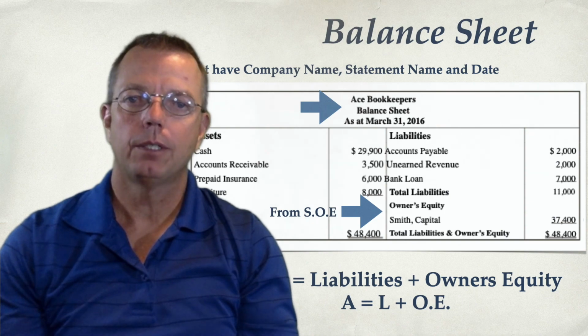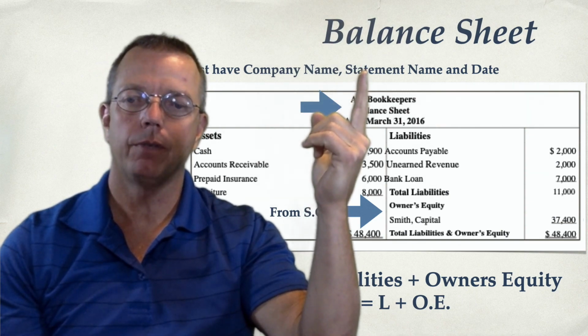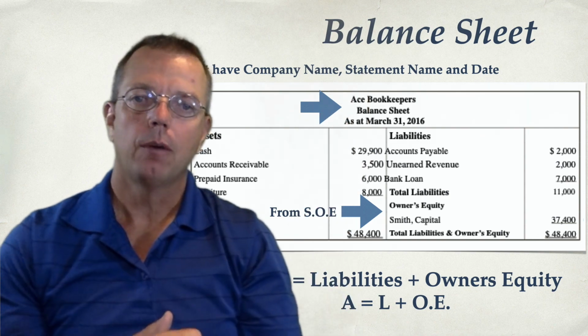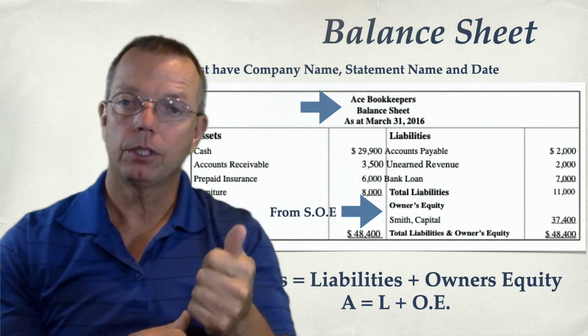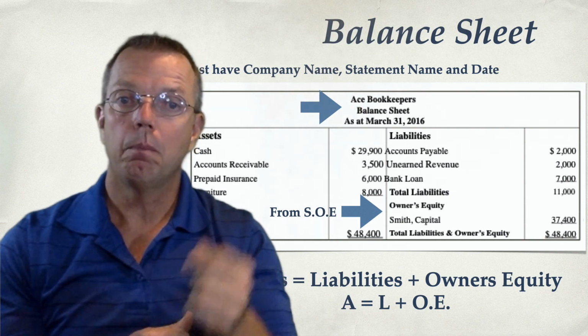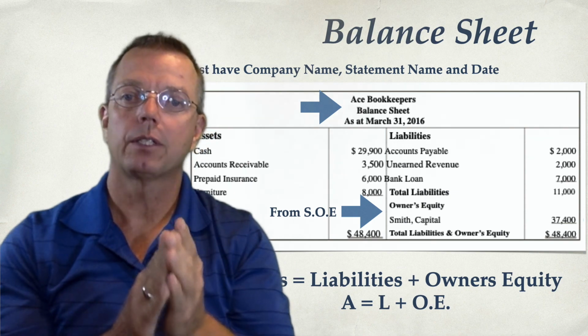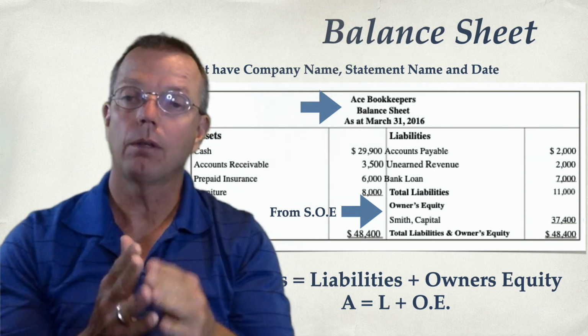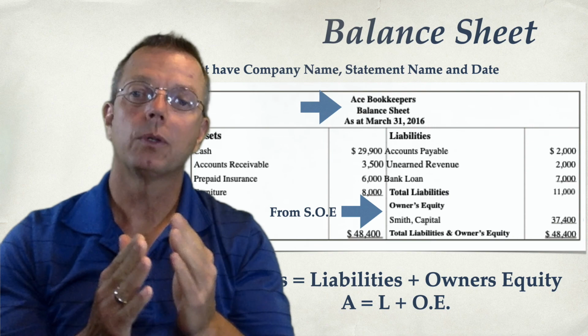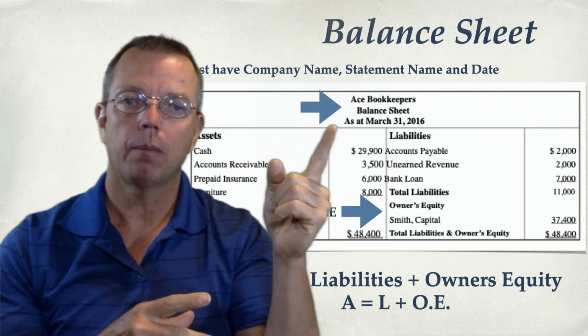So last but not least, the balance sheet, right? This is the last of the three financial statements that we're going to be going through today. So let's look at one here. Just like we talked about in the statement of owner's equity, it must have a company name because we need to know. Remember, this is a formal statement that gets submitted either to banks or accountants or what have you. So it has to be formal. So everything has to be there. You can't just assume. So it needs to have a company's name.